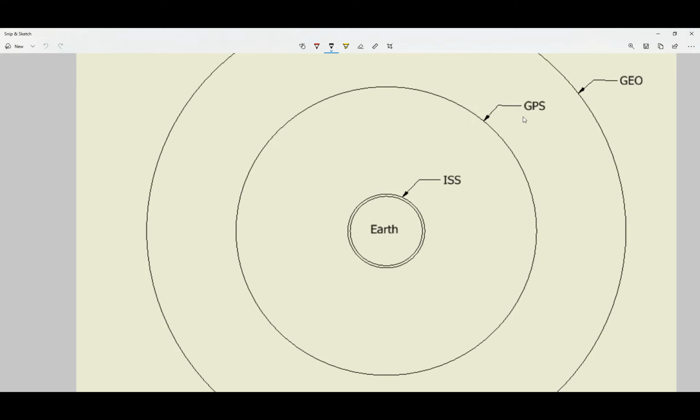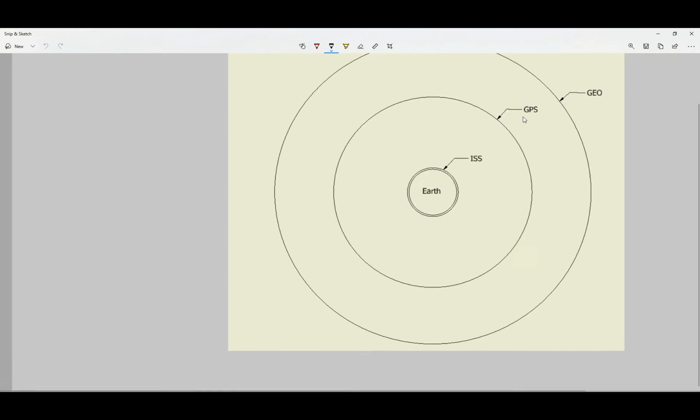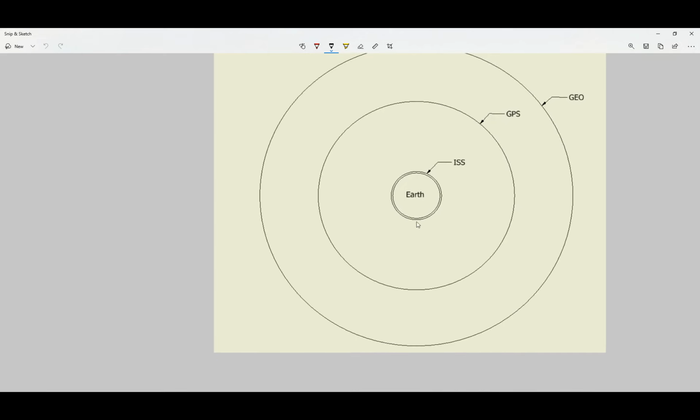GPS is for the Global Positioning Satellite System that we use for navigating on cars and boats and military and civilian vehicles. And out from that is geosynchronous orbit. Oh, sorry, didn't mean to actually write on this. Which is where satellites orbit the Earth in one day. All right, now you can see it to scale.